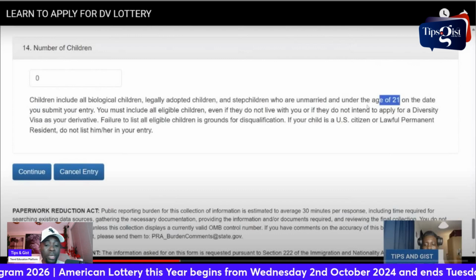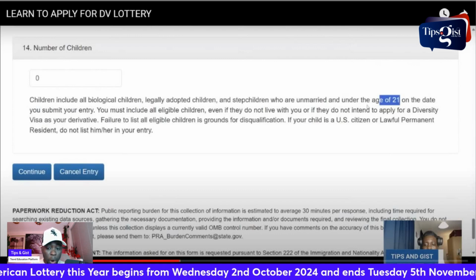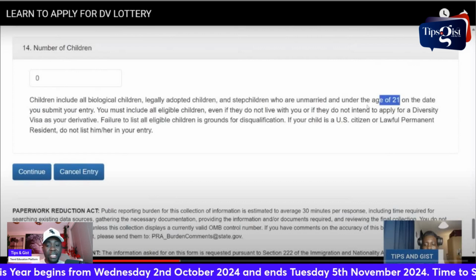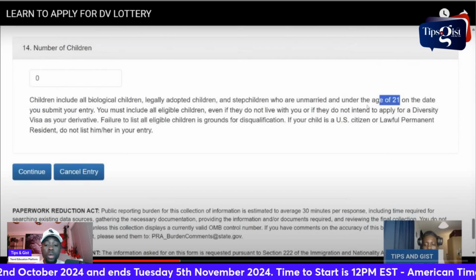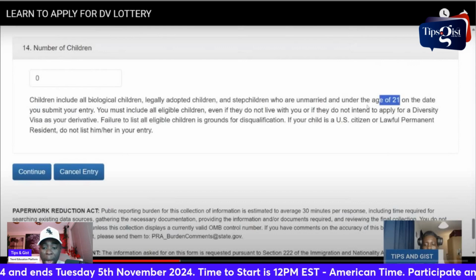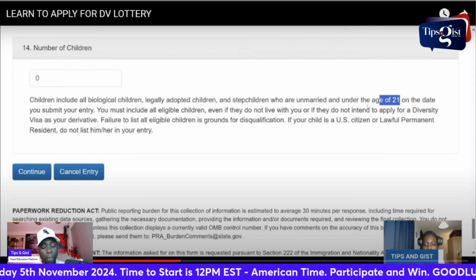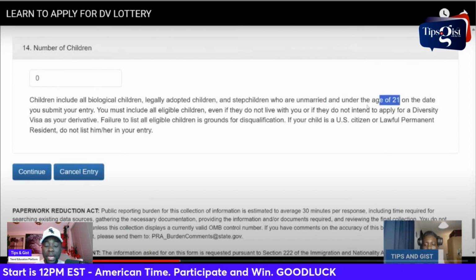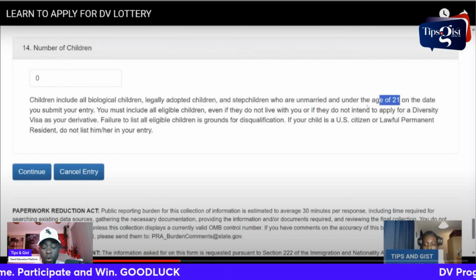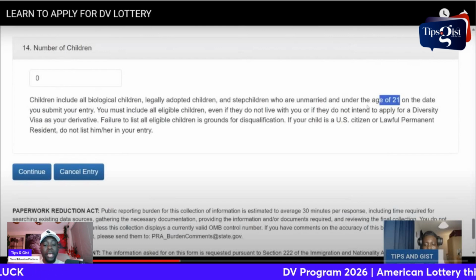Qualification is below 21 years, so from 20 years and below. If they are 17, 18, 19, or 20 years old and they are married, they are also disqualified. They should be unmarried. So please, your child should be unmarried, below 21 years, and alive. And they should be able to give you all their details to submit before you add them to your entry. After you are done, you click continue.